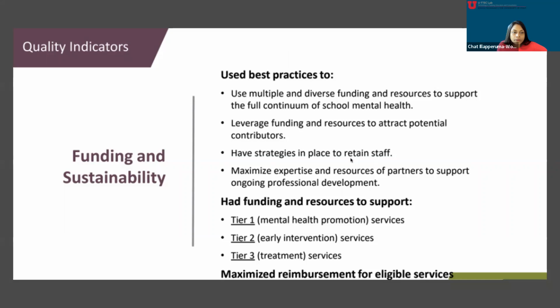Here we talk about how you make sure funding happens across the continuum of all of the tiers. We talk about staffing. We talk about how we maximize what we have, and not only maximize funding, but also maximize expertise. We'll go through these in the next couple of slides.